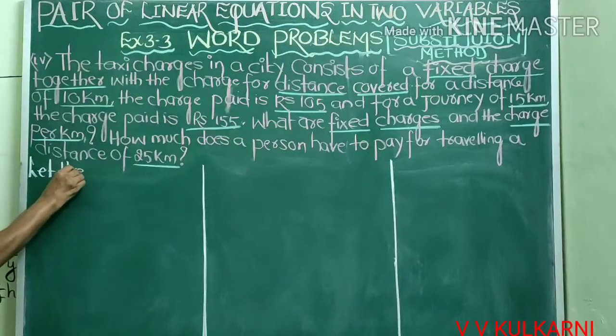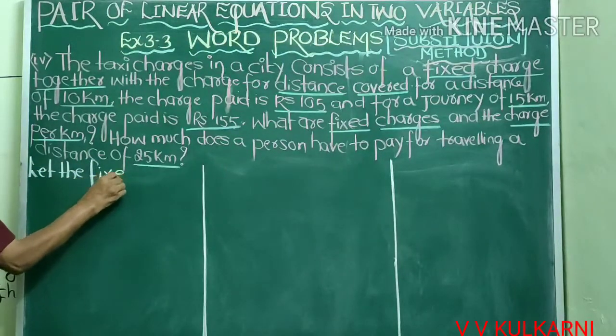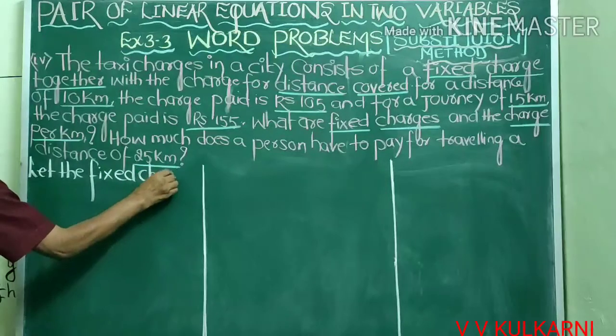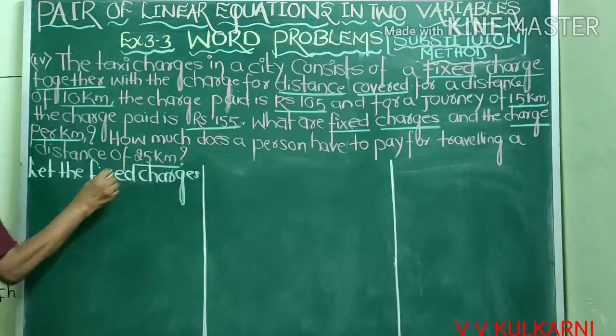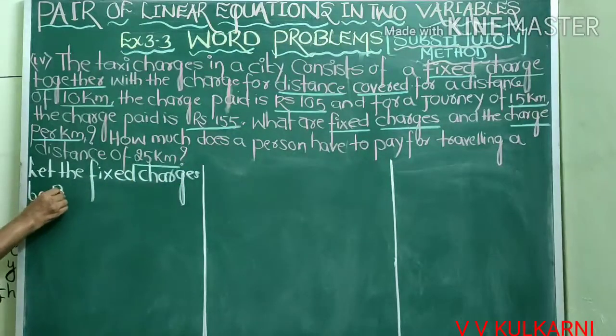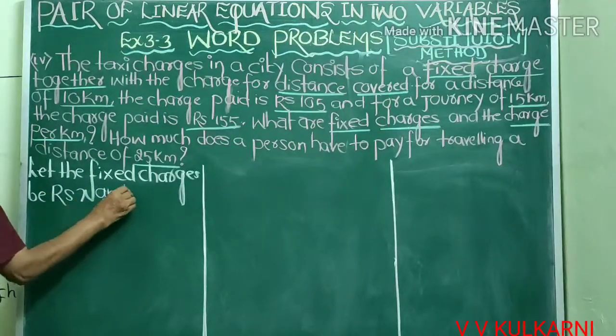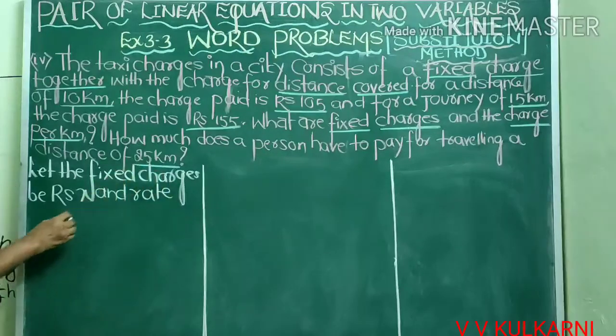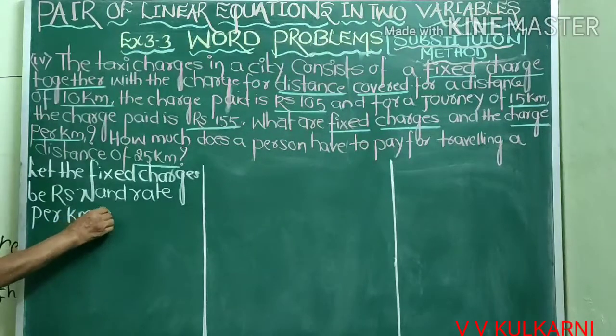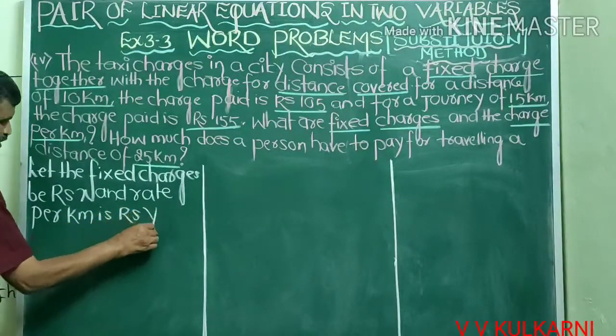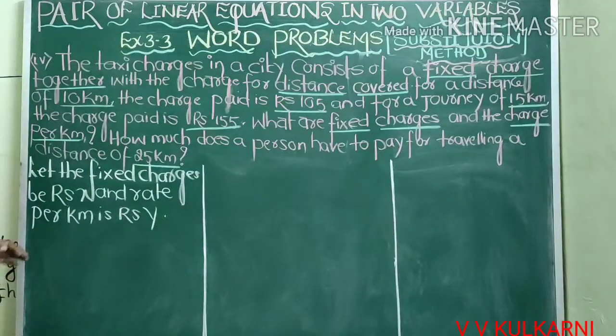Let the fixed charges be rupees X and the rate per kilometer be rupees Y. So the last sentence has become the first sentence. Now let us read the problem carefully. In the problem itself the solution lies.